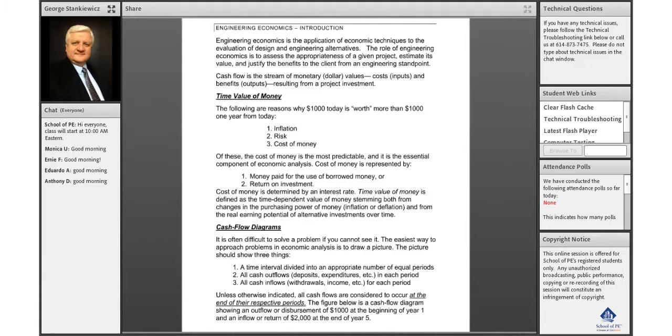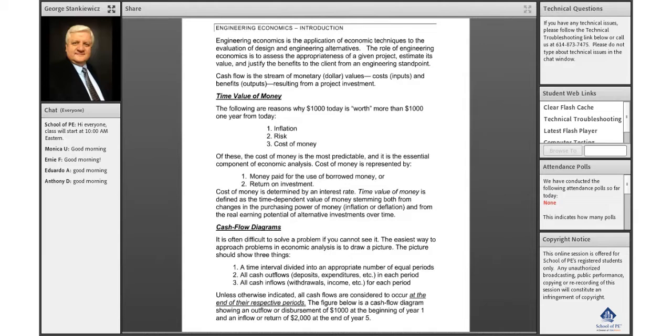Here are the essentials of what we will be using throughout the entire course today and next week. We're going to focus our attention on what engineering economics is, and this is the overall introduction for this course. Once again, if there are any questions, please ask as we progress through the course.